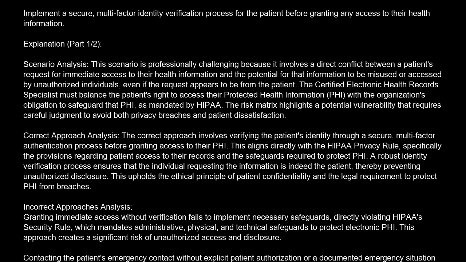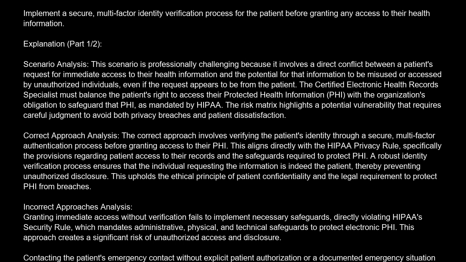Correct approach analysis. The correct approach involves verifying the patient's identity through a secure, multi-factor authentication process before granting access to their PHI. This aligns directly with the HIPAA privacy rule, specifically the provisions regarding patient access to their records and the safeguards required to protect PHI. A robust identity verification process ensures that the individual requesting the information is indeed the patient, thereby preventing unauthorized disclosure. This upholds the ethical principle of patient confidentiality and the legal requirement to protect PHI from breaches.